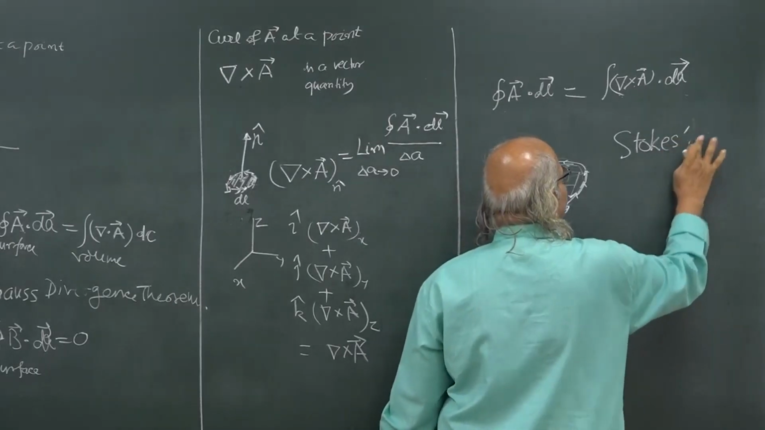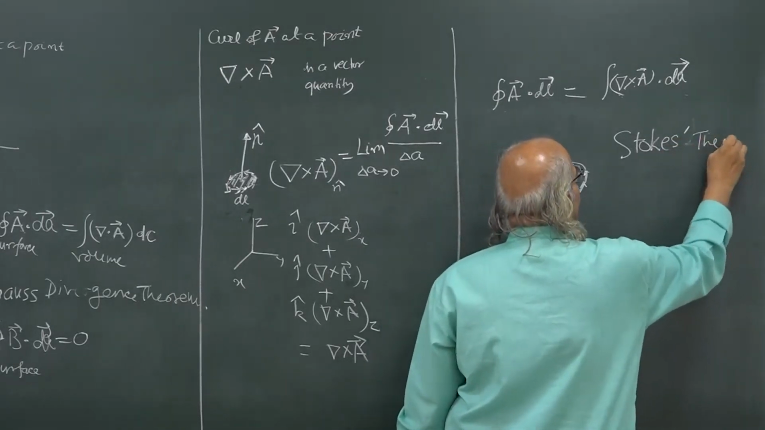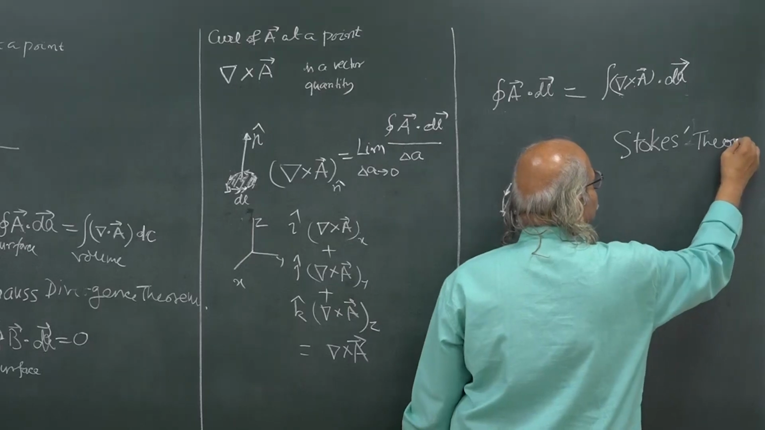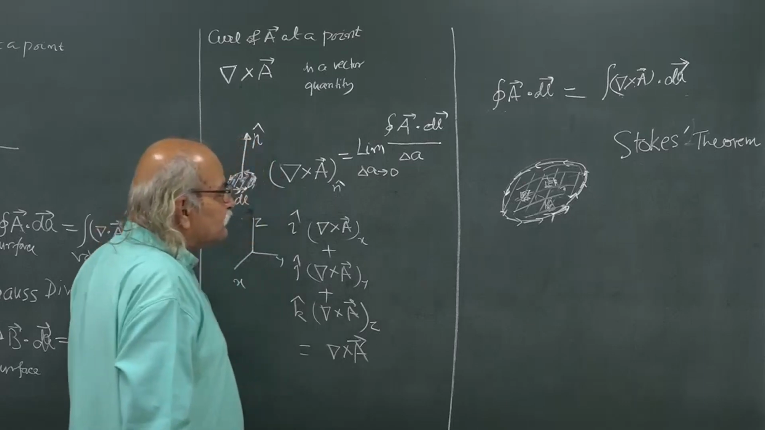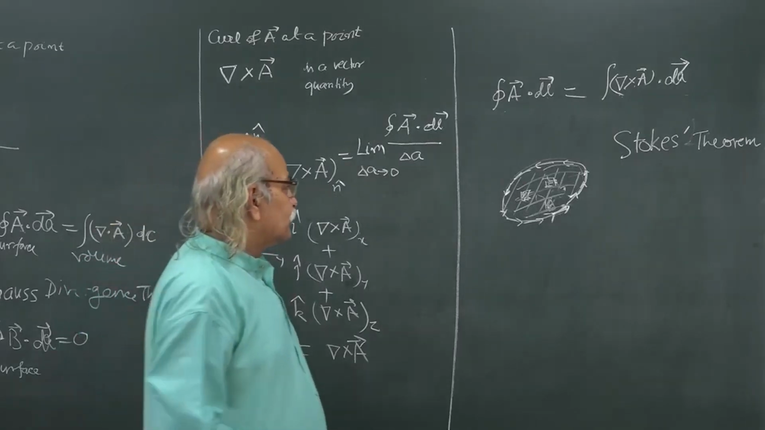It's not law, theorem. There is nothing like law here. So, this was Gauss divergence theorem, and this is known as Stokes theorem.